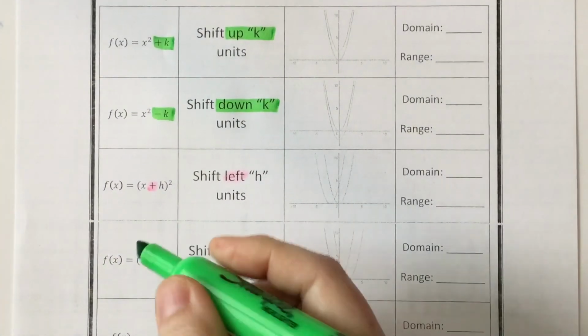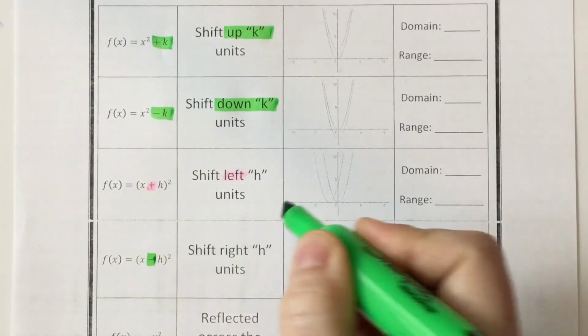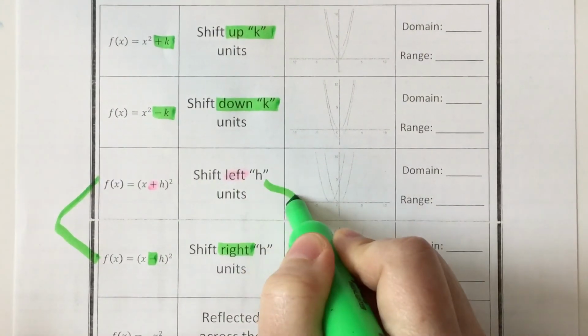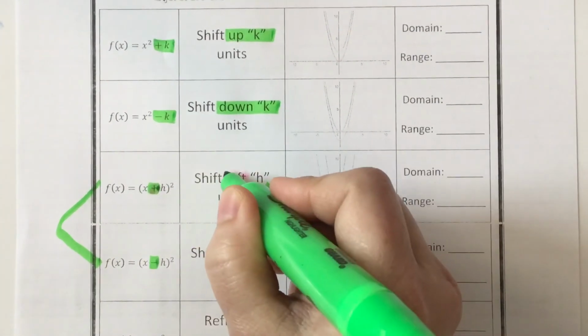A minus inside makes the graph go right. Now these are the two that are going to be weird for your brain to wrap around. So a plus inside makes the graph go left.